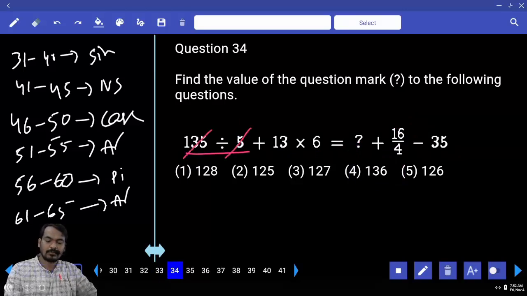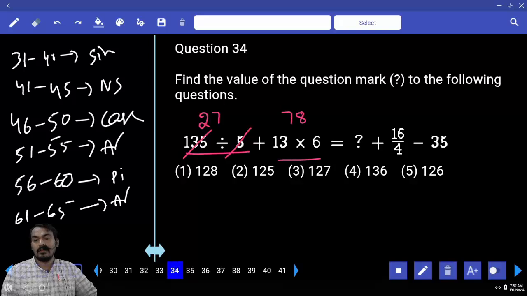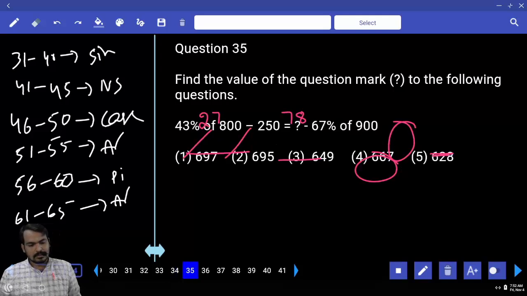Next 34. First priority 135 divided by 5. 5 how many times? 27. 13 into 6 how much? 78. 27 plus 78, 105 plus 35, 140. 140 minus 4, how much? 136. 35.